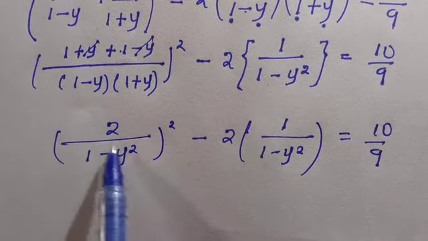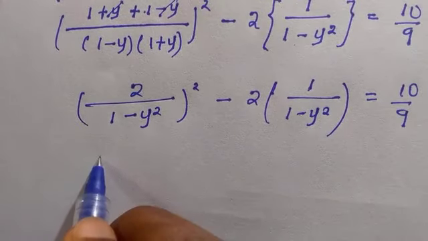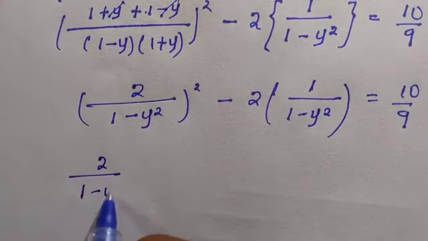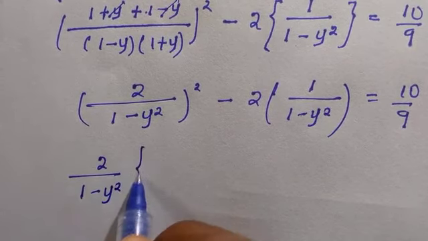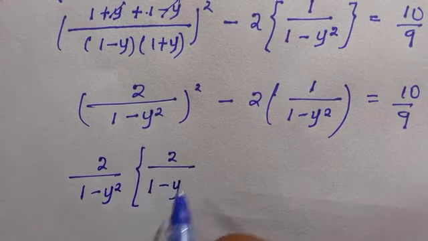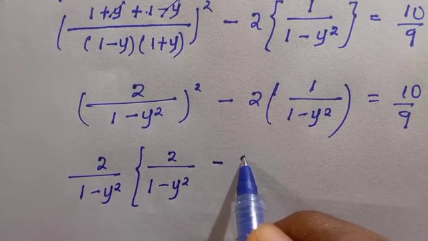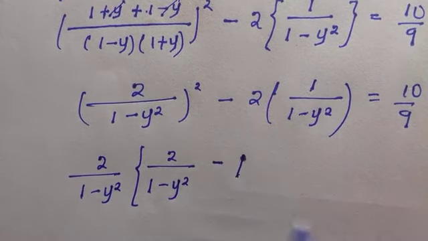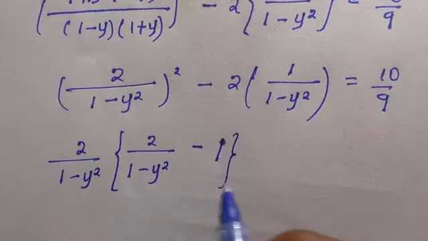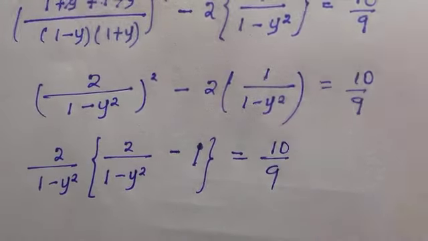Again, instead of expanding this, looking at these two, the common thing to them is 2 over (1 minus y squared), so we can just factor it out. Doing that, we have 2 over (1 minus y squared) outside. Then we create a bracket for the other one, which is 2 divided by (1 minus y squared), and for this one it remains minus 1, since we have taken out the whole of 2 divided by (1 minus y squared), and everything equals 10 divided by 9.